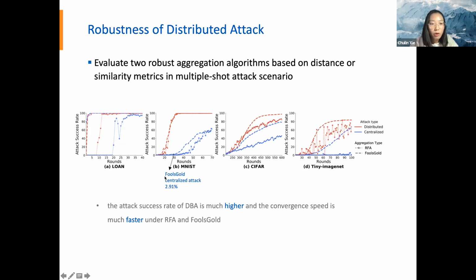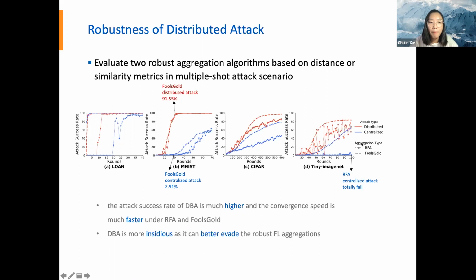In particular, under FoolsGold, the centralized attack in the 30 rounds in the MNIST dataset has an attack success rate of about 3%, but the distributed attack under FoolsGold in the MNIST dataset has a 91% attack success rate. And RFA is very robust. In the tiny ImageNet dataset, the centralized attack totally fails in at least 100 rounds, but the distributed attack can still succeed with about a 60% attack success rate. The results show that DBA is more insidious as it can better invade the robust federated learning aggregations.